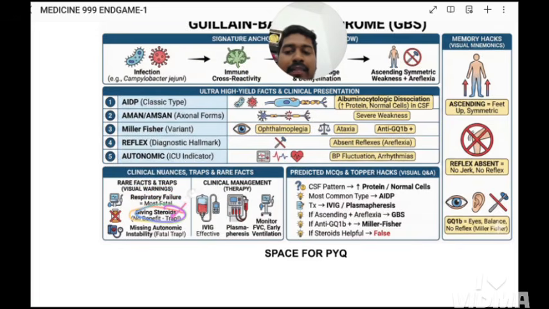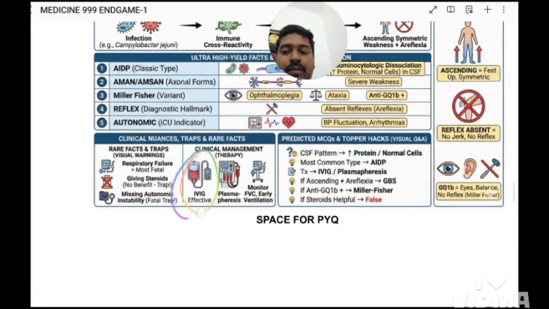There is no benefit in giving steroids. So what is the treatment of choice? Treatment of choice is IVIG. Always IVIG is the treatment of choice. Second choice is plasmapheresis. We don't give steroids. It is either IVIG or plasmapheresis. Then early ventilation so that the patient doesn't go into respiratory failure. Next, CSF pattern: increased protein and normal cell count. This is known as albuminocytological dissociation.